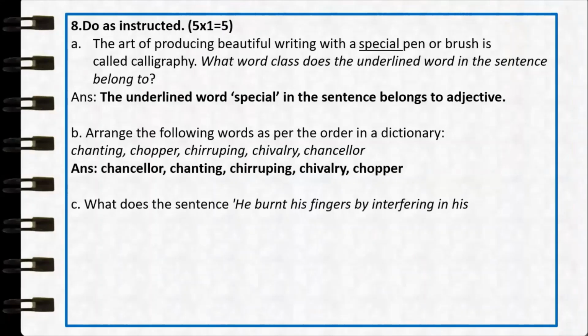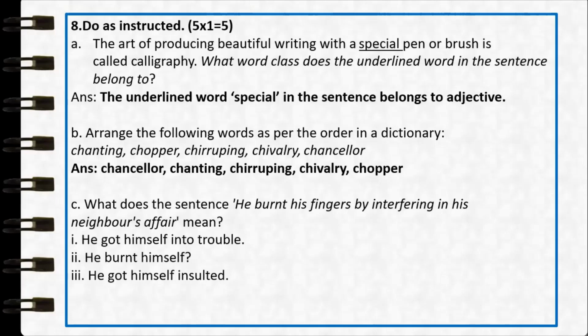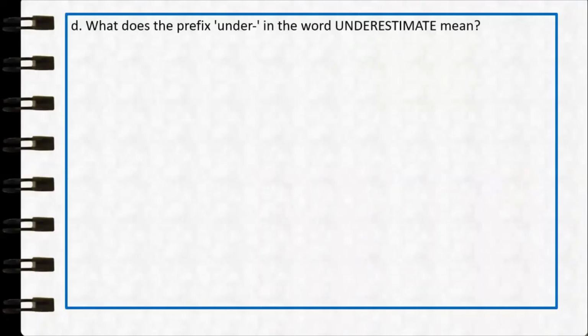So when we arrange it, that's the answer. Similarly, what does the sentence, he burnt his finger by interfering in his neighbor's affair mean? So burning the fingers by interfering in someone's affair, this is an idiom, which means... you get 4 options, and the correct answer is he got himself into trouble. That's the first one, the correct answer. 2 more to go. What does the prefix under in the word underestimate mean? And again, you have 4 options, out of which one is correct, and the correct answer is below.